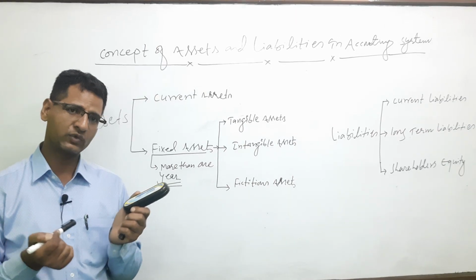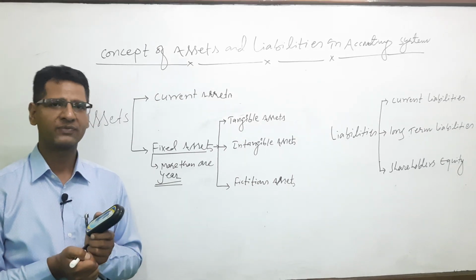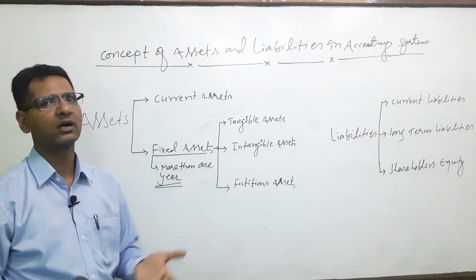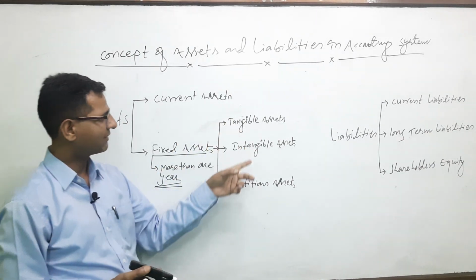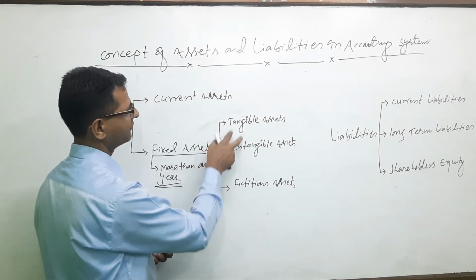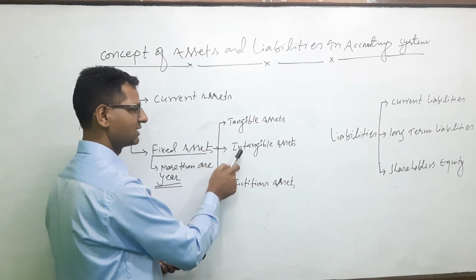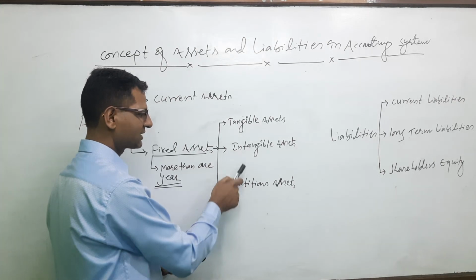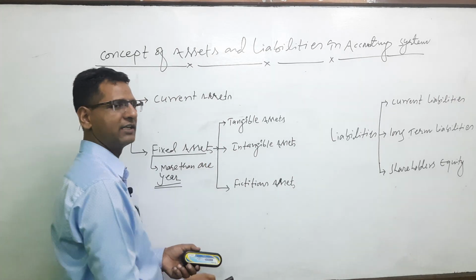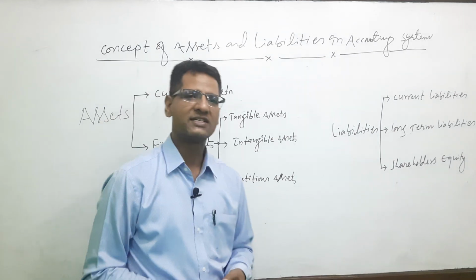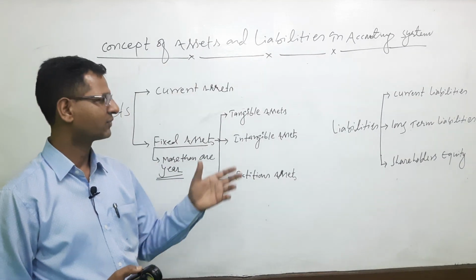Fixed assets are those properties, things, assets which we can use continuously for longer period of time. And there are basically three types of fixed assets. One is tangible fixed assets, next one is intangible fixed assets, and the third one is fictitious assets. So how we can differentiate these different assets?